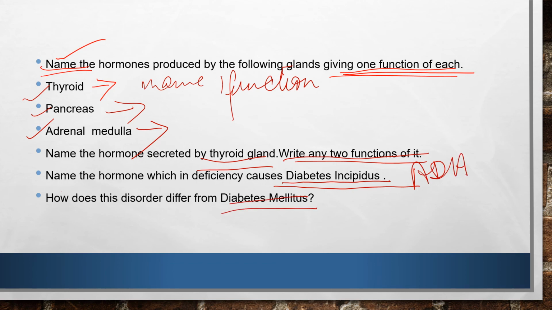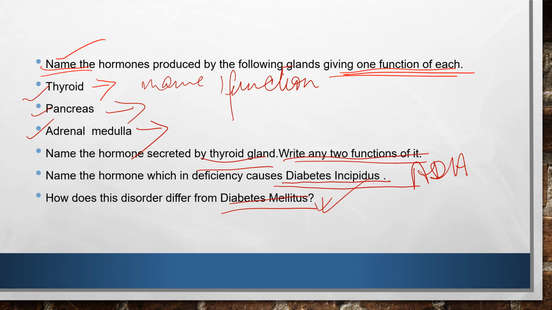In diabetes mellitus, the amount of glucose increases in urine, but in diabetes insipidus, it's not like that; you don't find an increased concentration of glucose in the urine. Okay, so this is all for this session of the endocrine system. I think another question is there in the next slide.